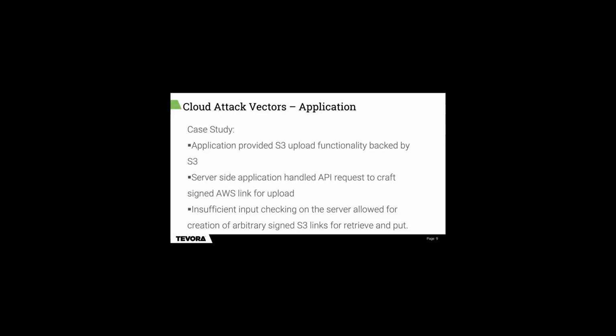AWS would see the signed link, it's signed to do a PUT request or whatever it may be, and the client could upload something. This is a great model. This is actually very similar to how a lot of things work, but you can get into trouble here.